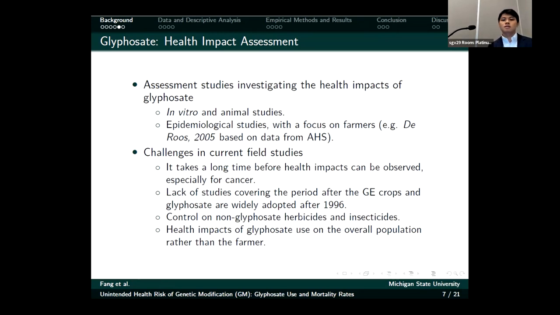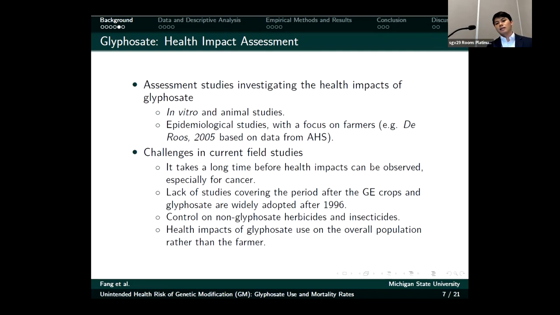So the challenges in current field studies include, first, it might take a long time before the health impacts can actually be observed, especially for cancer. So it might be the case that even though a lot of studies conclude that there's no significant health risk of glyphosate use, it might be possible that it's just not there yet. And the second challenge is that there are not many studies that cover the period after GE crops and glyphosate were widely adopted after 1996, especially after 2000, I would say. It's the same as the first reason, that it might be biased, as it may not have come into effect yet.